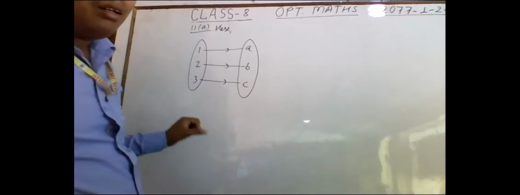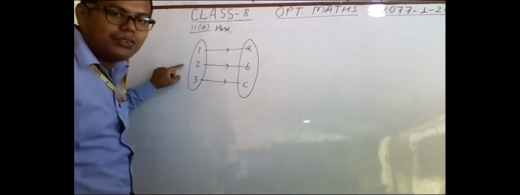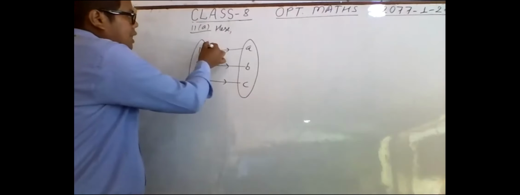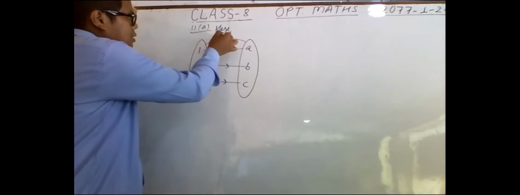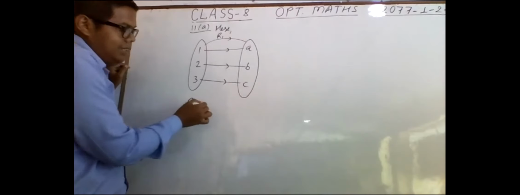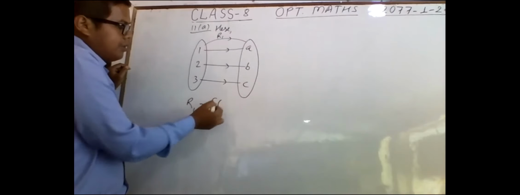Here it is given, represent it in the set of ordered pairs. Represent the relation. Suppose that this is a relation R1. R1 is a relation, and we can express it in the set of ordered pairs, like R1 equals the set of ordered pairs.